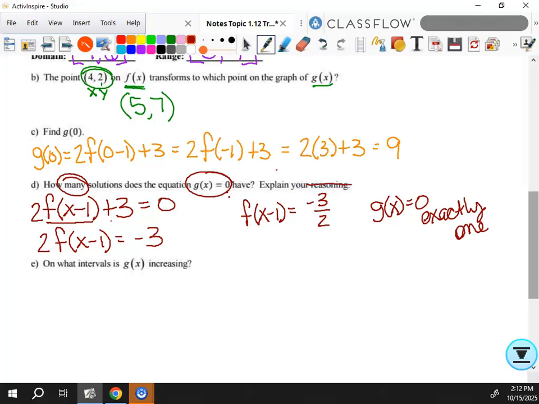Okay. What questions do you have? We good with that? You've got to be able to write stuff in function notation and not be afraid of the notation, for sure.